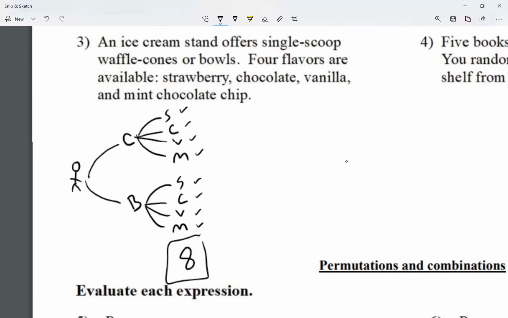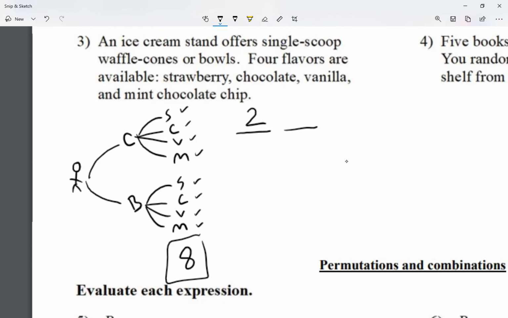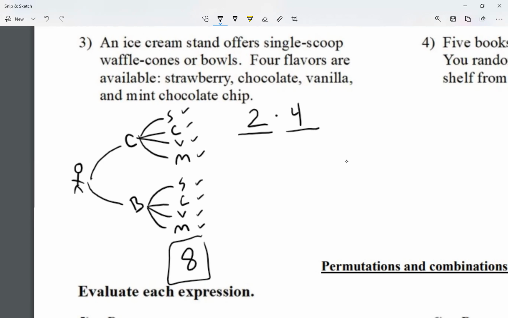Okay. When you show up on your first choice, cone or bowl, how many choices do you really have? A cone or a bowl? Well, you got two choices, right? On your second choice, how many choices do you have? Each of my lines here are going to represent a choice. Well, there were four flavors, right? So I had four flavors. I see how many choices I have, and to be honest, I'm just going to multiply them. 2 times 4 is 8.